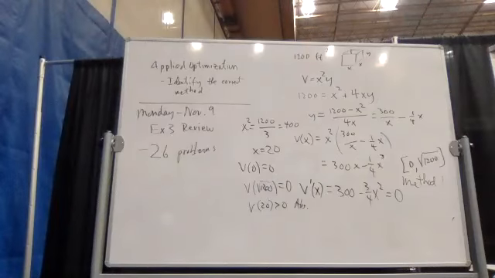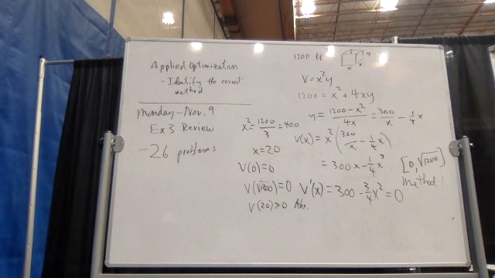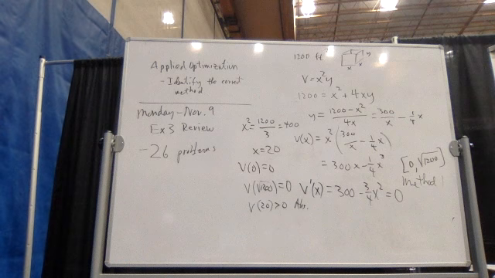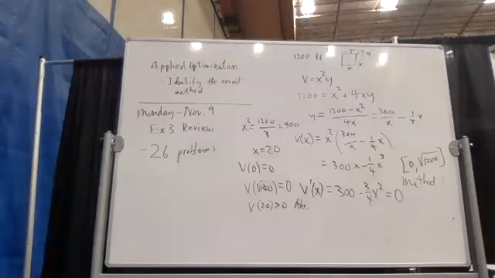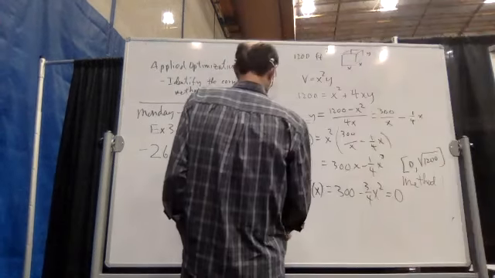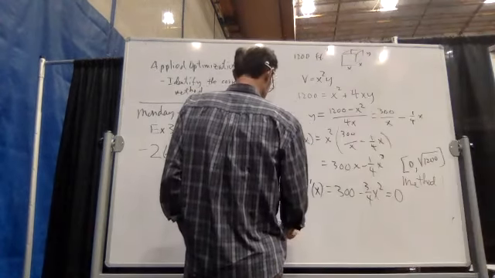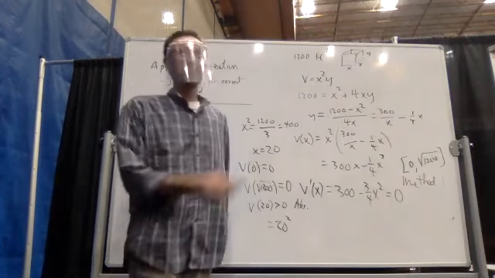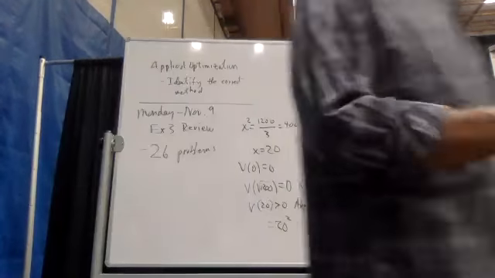Answer the question. So, how exactly was the question asked? Find the largest possible volume. So we do need to calculate it to answer the question. 20 squared times y. We didn't figure out y yet, but just plug it into the formula.